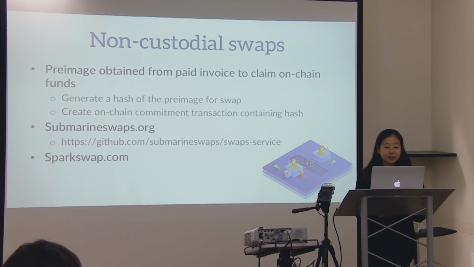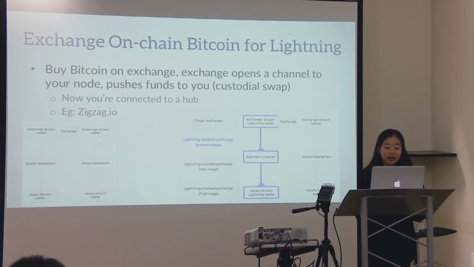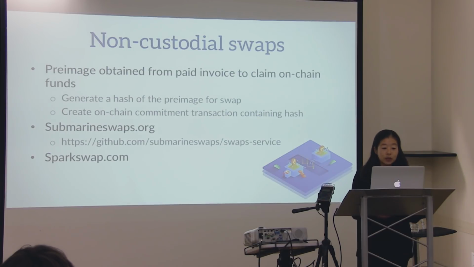There are also non-custodial swaps, because in the case of Zigzag or an exchange, the exchange is in charge of sending the funds to you and taking your payments. We can also do atomic swaps. You can create an invoice, and then create an on-chain time lock payment that contains the hash of the invoice preimage, and then when that invoice gets paid by someone else, you've basically done an atomic swap, and there's no trusted exchange involved.